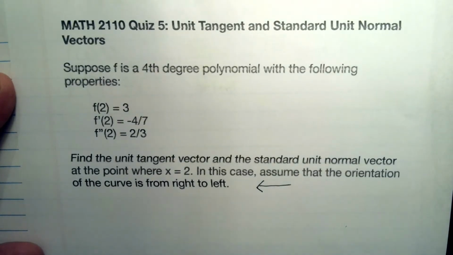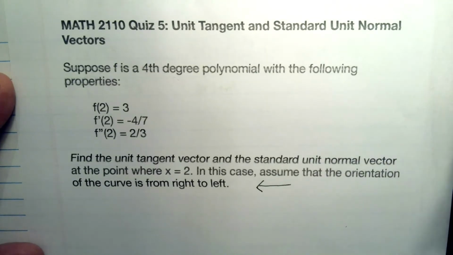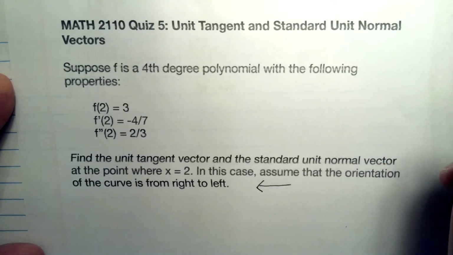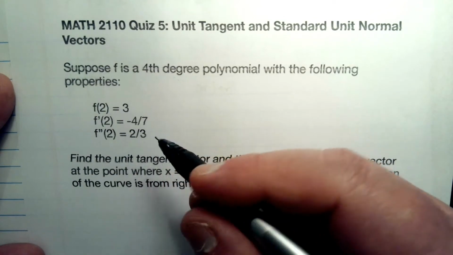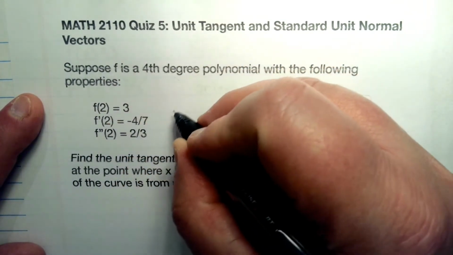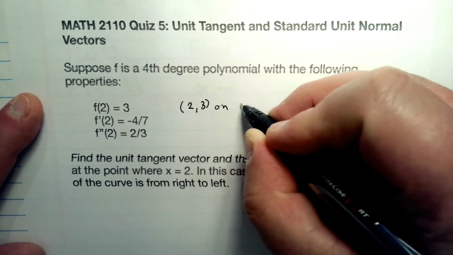Alright, so let's think about what all this means. If f is a polynomial, that means it's continuous and differentiable, and in fact it's infinitely differentiable. You can find any derivative you want for this function. So that means it's going to be smooth, and that allows us to find the two vectors we're discussing. Okay, so what do these three facts tell us? Well, f of 2 equals 3, the original function, tells us about points on the graph. So the point x equals 2, y equals 3 is on the graph.